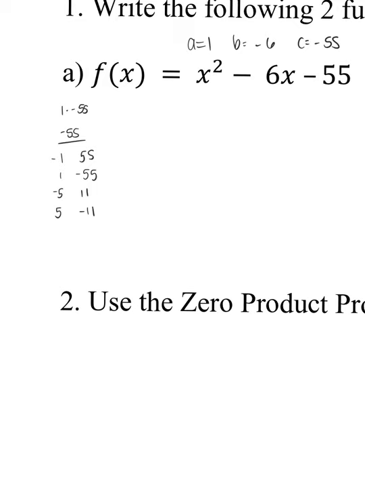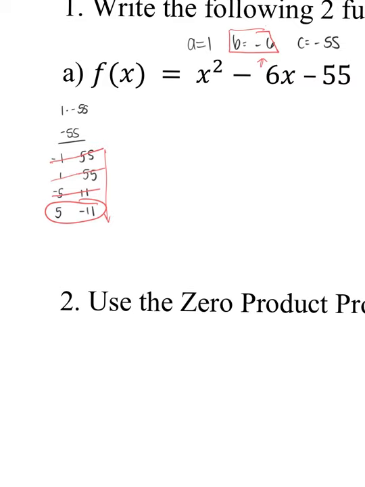Okay, and then what I need to do is find the factor pair, one of these 4 factor pairs, that adds up together to give me a -6. Okay, so I'm going to go through my factor pairs. -1 plus 55 is a +54, so not -6. 1 plus -55 is -54, not -6. -5 plus 11 is a +6, so not -6. And 5 plus -11 gives me that -6 that I'm looking for.